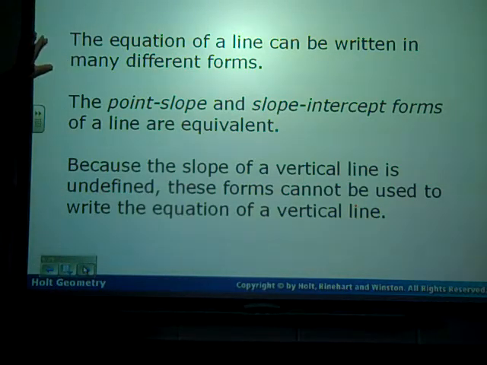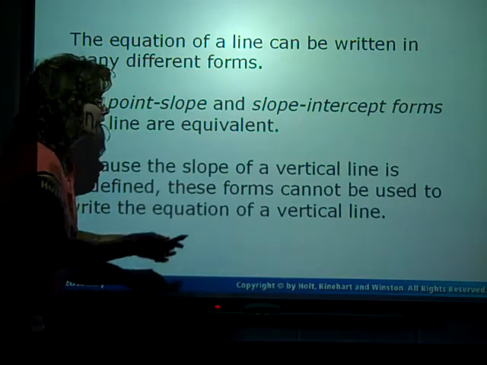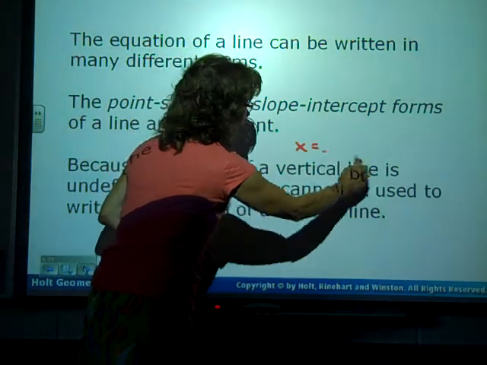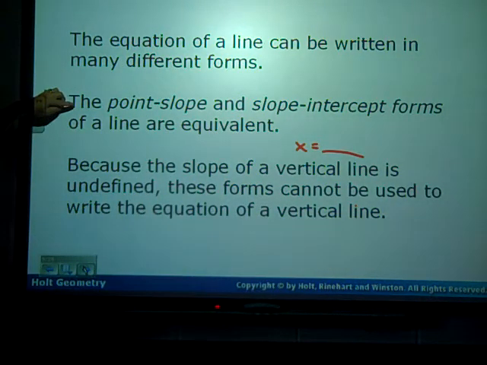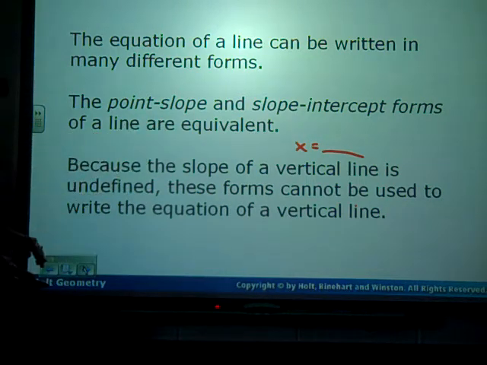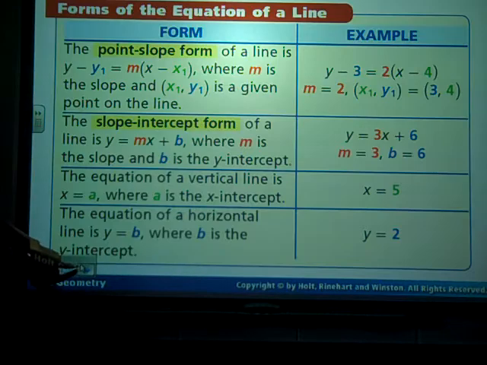So, the equation of a line can be written in many different forms. We just saw that. We saw point-slope form, slope-intercept form. There's also standard form. And the point-slope and slope-intercept forms of a line are equivalent. You just saw that. I just manipulated the slope formula and got both forms. And because the slope of a vertical line is undefined, remember all vertical lines have equation x equals whatever their x-coordinate is. These forms can't be used. We can't use these forms to write the equation of a vertical line. There's no slope involved. We always just write it x equals, and that's our equation.